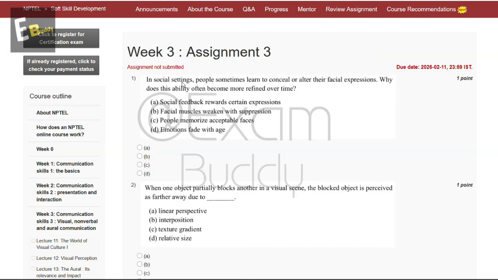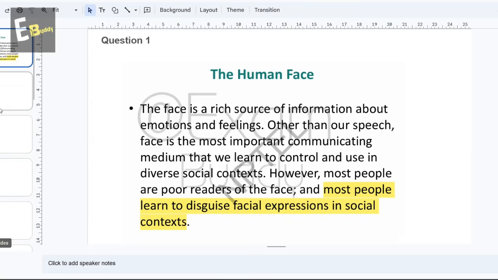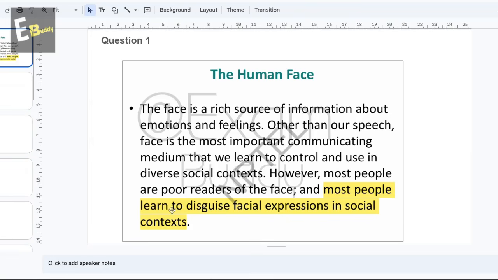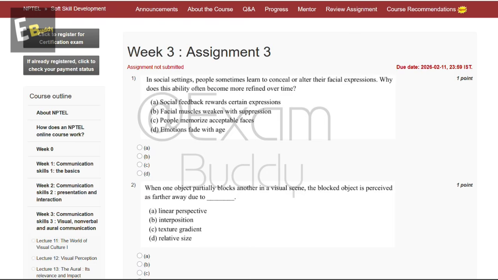So the first question is, in social settings people sometimes learn to conceal or alter their facial expressions. Why does this ability often become more refined over time? So these are the options, and now let's check the explanation. So explanation says most people learn to disguise facial expressions in social context. So the answer of our first question is A. Social feedback rewards certain expressions. And now let's go to our question number 2.